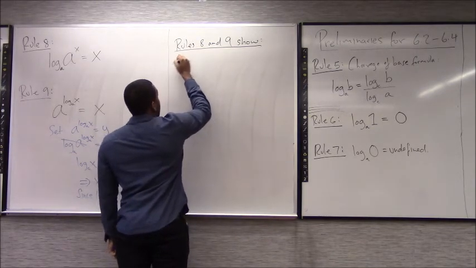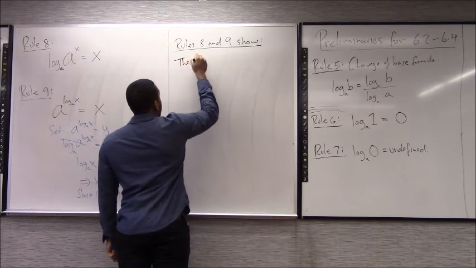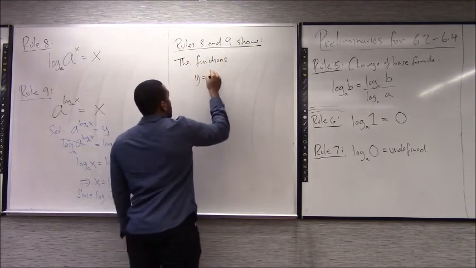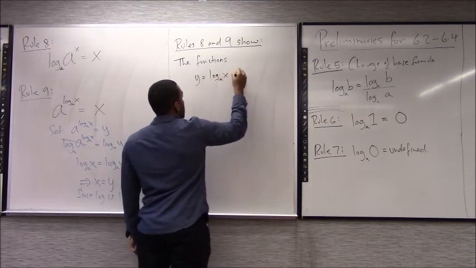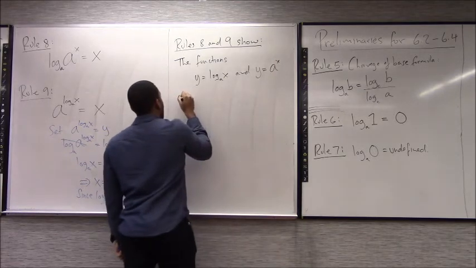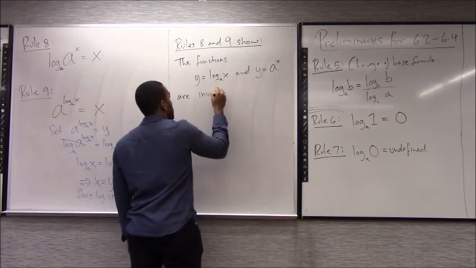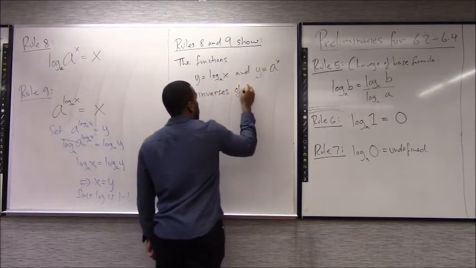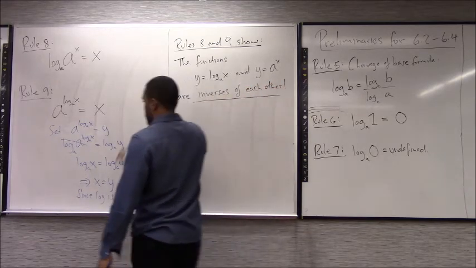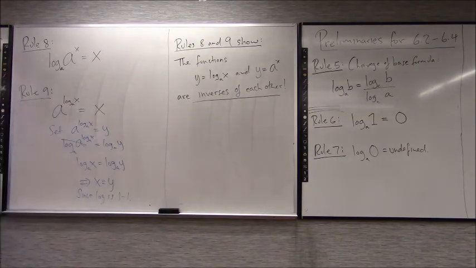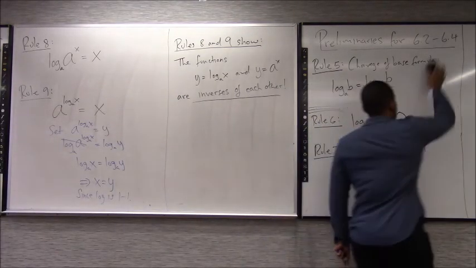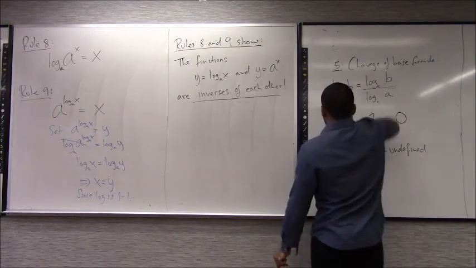So the functions y equals log to the base a of x and y equals a to the x are inverses of each other. So if we know about one, we kind of automatically know about the other one.